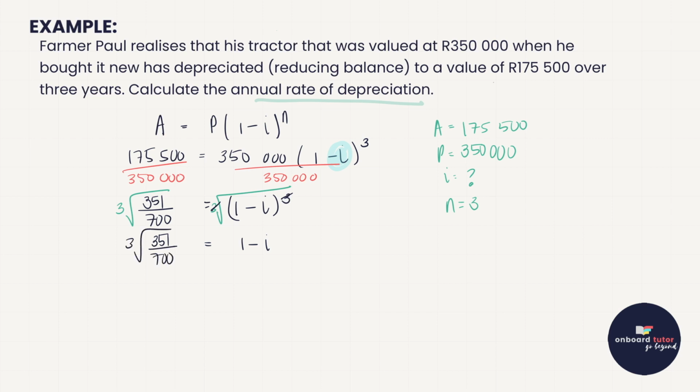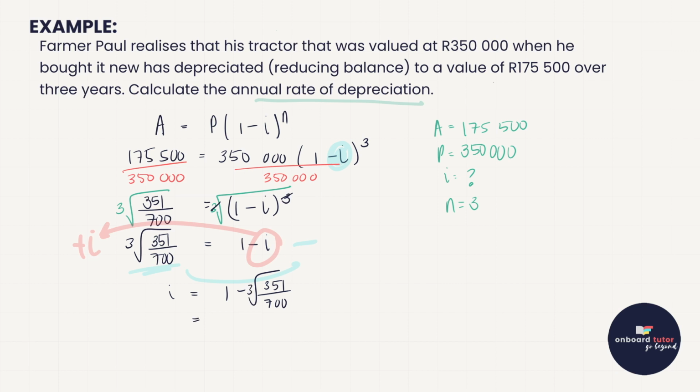And now, let's move this minus i. If we move it over, it can become positive i. And then we'll just move this root across and we'll subtract it over there. So I like to work towards having i as a positive because it just makes my final step a lot simpler. So 1 minus the cube root of 351 over 700.